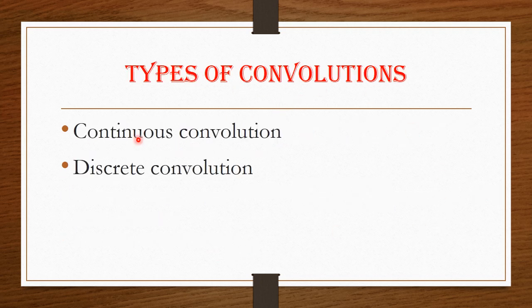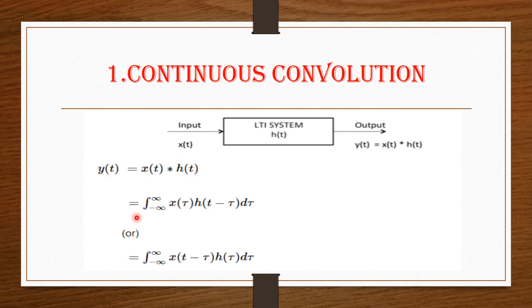Types of convolution. There are two types of convolution: continuous convolution and discrete convolution. If you are using convolution for a continuous time system, it is called continuous convolution. If you are using convolution for a discrete time system, it is called discrete convolution. Continuous convolution is called the convolution integral. Discrete convolution is called the convolution sum.